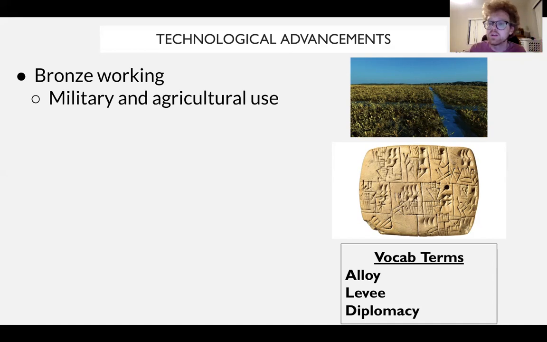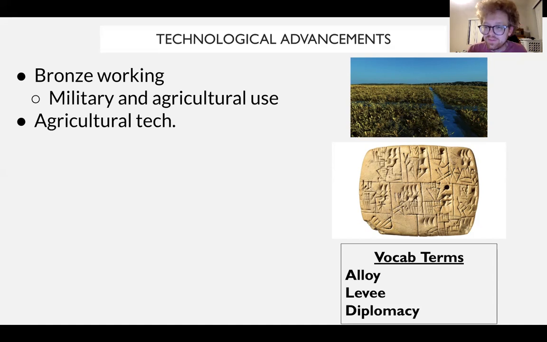Bronze is important because it has two applications. Military application, you can make pointy things with it and stab people, but also agricultural use. You can tip your plows with metal rather than stone, rather than wood. So as a result of bronze working, we're seeing more efficient agriculture and more efficient ways of killing people.